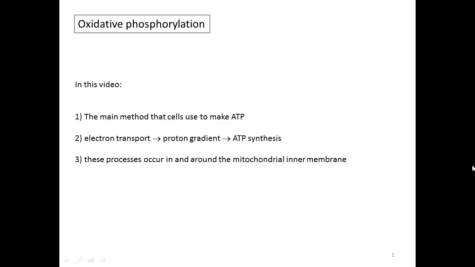Hi, in this video we'll talk about oxidative phosphorylation, which is the main method that cells use to make the majority of their ATP. We'll talk about the mechanism that ATP is made, which involves the coupled vectorial processes of electron transport, establishment of a proton gradient, and the use of that proton gradient to drive ATP synthesis.